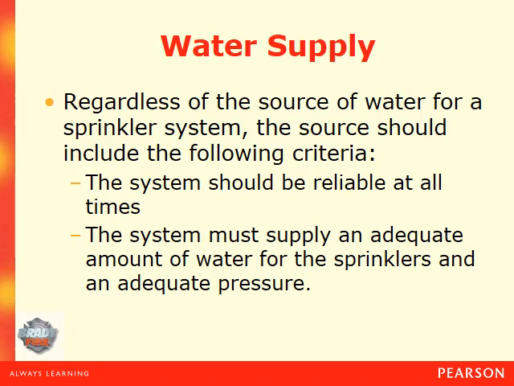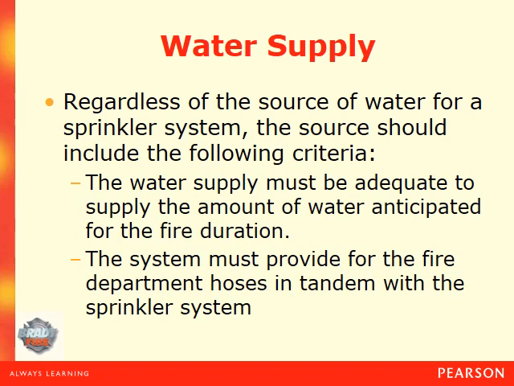Regardless of the source of water for a sprinkler system, the source should include the following criteria. The system should be reliable at all times. The system must supply an adequate amount of water for the sprinklers and an adequate pressure. Also, the water supply must be adequate to supply the amount of water anticipated for the duration of the fire. The system must provide for the fire department hose in tandem with the sprinkler systems to operate.